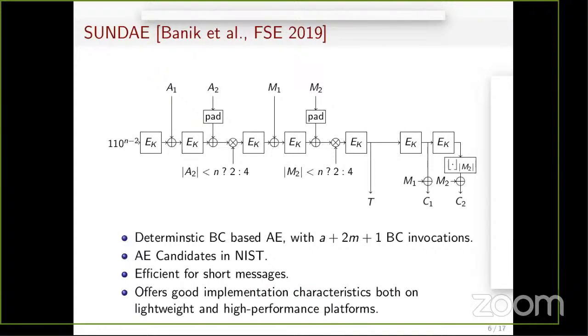Okay, so under this model, we have shown that Sundae, which is a deterministic authenticated encryption scheme proposed by Banik et al. in FSE 2019, is not INT-RUP secure. So Sundae is a deterministic block cipher-based authenticated encryption scheme that requires A plus twice M plus 1 many block cipher invocations, where A is the number of associated data blocks and M is the number of message blocks.